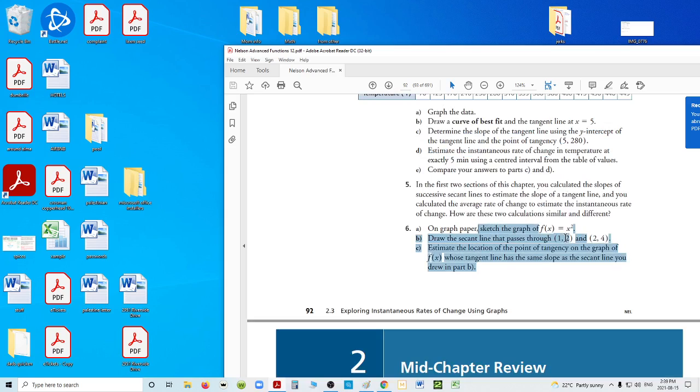On graph paper, sketch this parabola. Draw a secant line that passes through those 2 points. Estimate the location of the point of tangent on the graph of f(x) with the same slope as the secant line that you just came up with. Okay, so that's just between points 1 and 2. It'll probably be exactly between those 2, by the way.